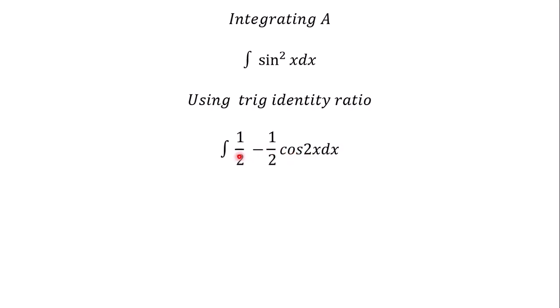Now here we are going to factor out the half and write it outside the integration. Now when you factor out the half, you are going to get 1 minus cos 2x. Here we are going to split them and then integrate separately. We'll bracket it first to make the work look nice.